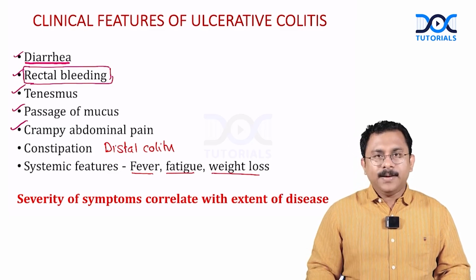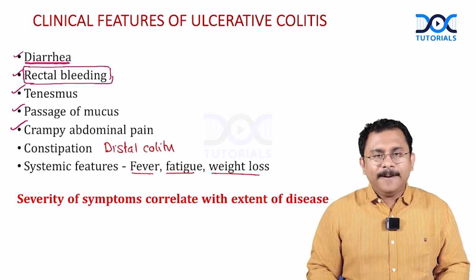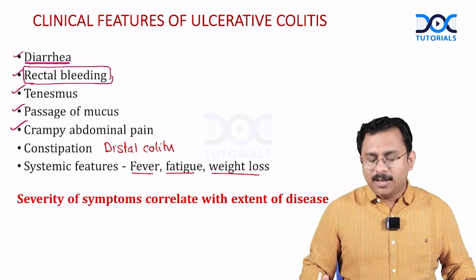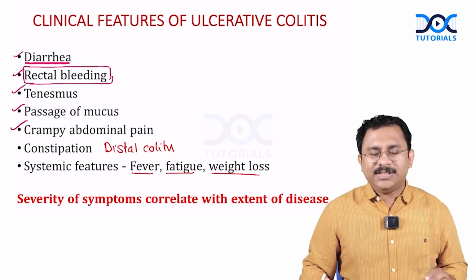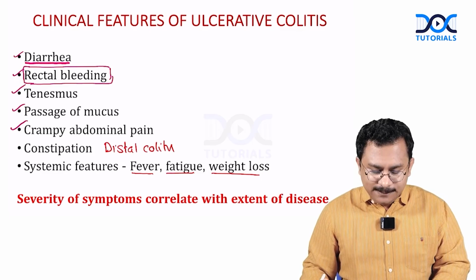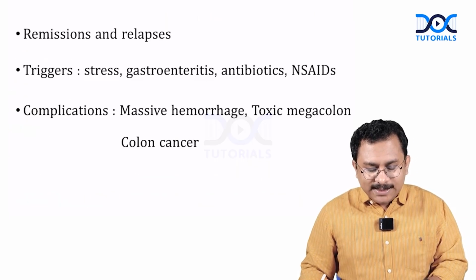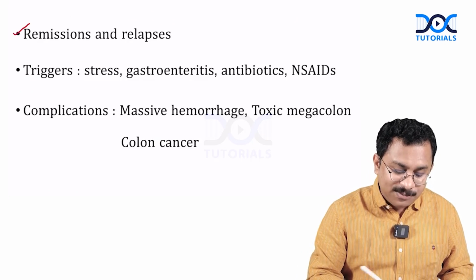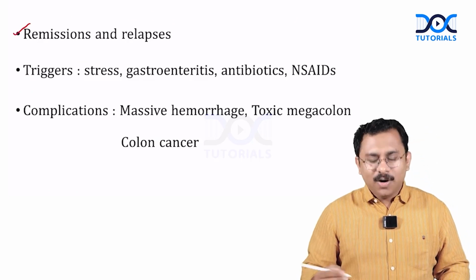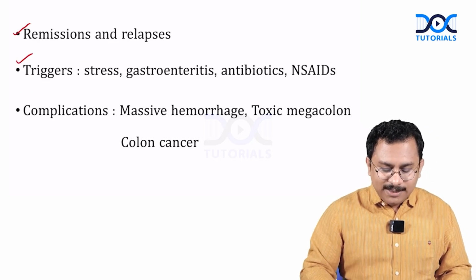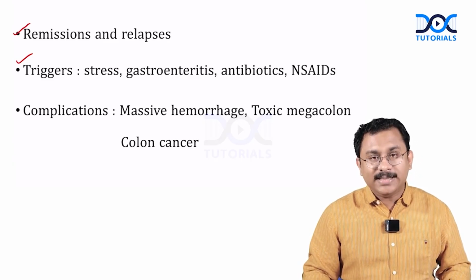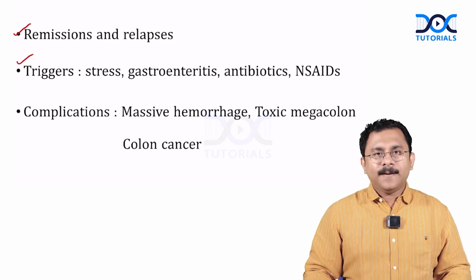weight loss. So all these symptoms can be there, but remember, the severity of symptoms will correlate with the extent of disease in case of ulcerative colitis. And as discussed with Crohn's disease, this is a chronic disease with relapses and remissions. Here also you can have triggers, and the triggers may be a stress, gastroenteritis, antibiotics, NSAIDs.